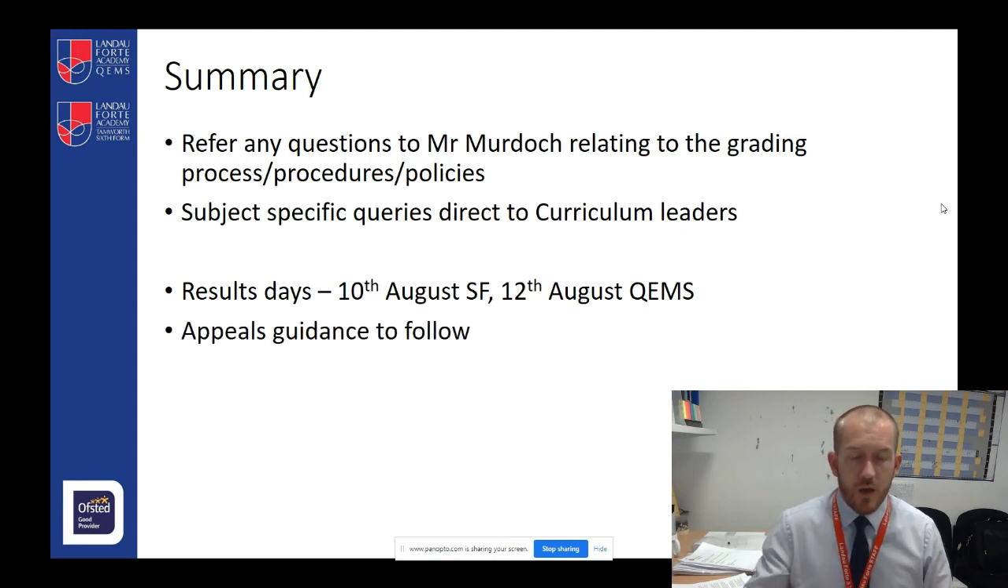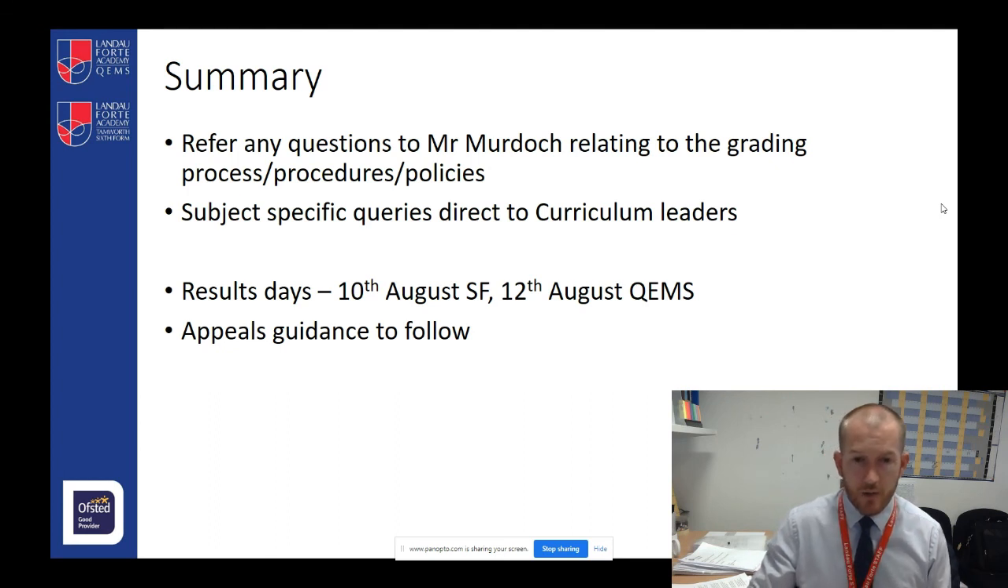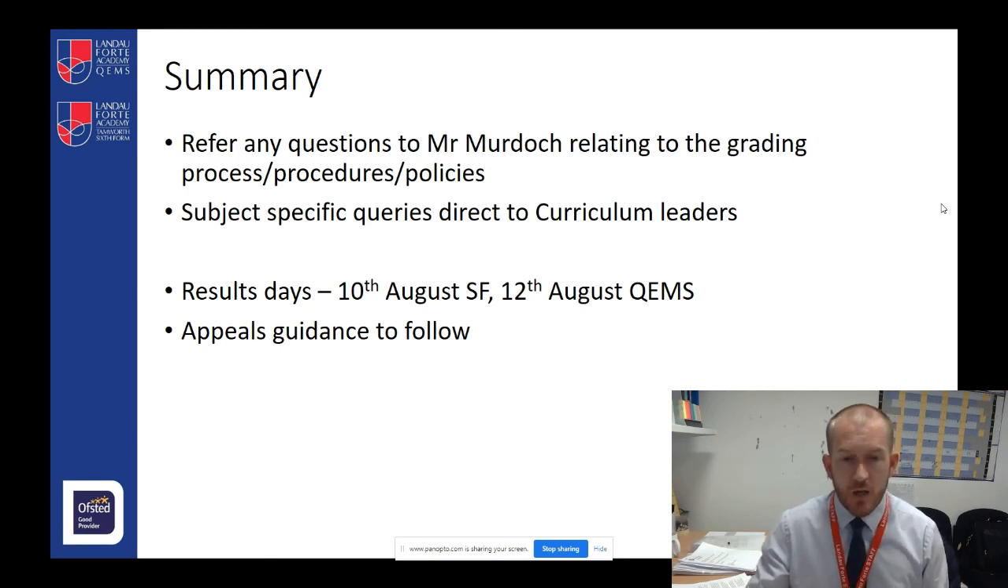In terms of appeals, the appeals process begins on that day as well. Now, the appeals guidance is not fully finalised yet, so we don't have our policy written. As soon as that is finalised, the policy for the appeals process will also be loaded to this area of the website. That will have information about how you can appeal, why you can appeal, and what it is that means that you can appeal, as well as how to prioritise appeals. So if a university place is hinging on it, then it is prioritised before others, in which case we would contact the exam boards earlier.